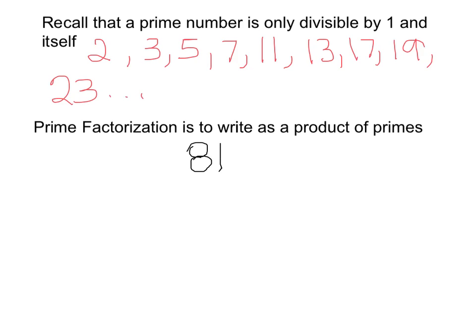Those are numbers that only 1 times 2 equals 2. We can't multiply it any other way.